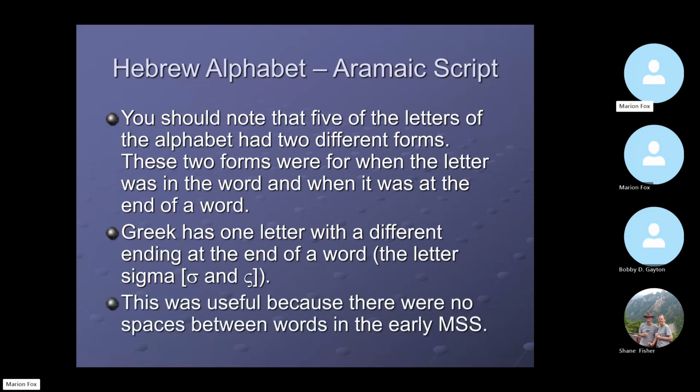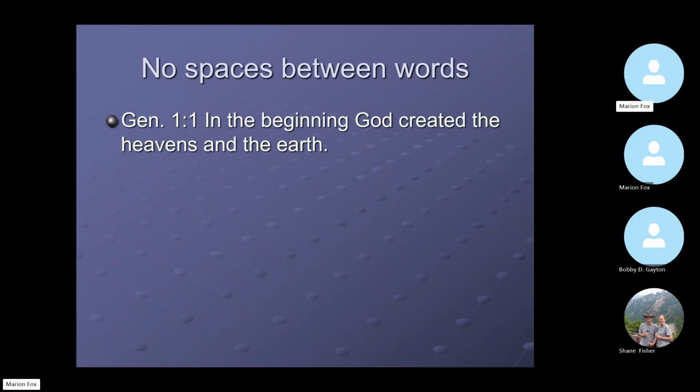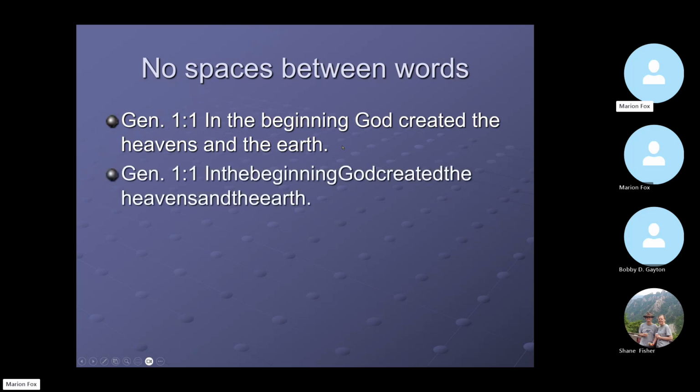This is useful because there are no spaces between words in the early manuscripts. I'm going to show you how they were, like this right here. Let's take Genesis 1:1. In the beginning, God created the heavens and the earth. Notice in our English text, we have a space between each word. And so we can see our words clearly. And that's how they're written in English. Now, if we took the spaces out, it would read like this. In the beginning, God created the heavens and the earth. It would be hard for us to read in English because we're not used to reading like that. But I want you to notice something here.